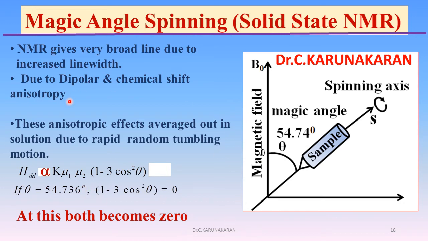Therefore, the lines are narrowed, with a lower line width. The spectrum is well resolved at this magic angle spinning of the sample.